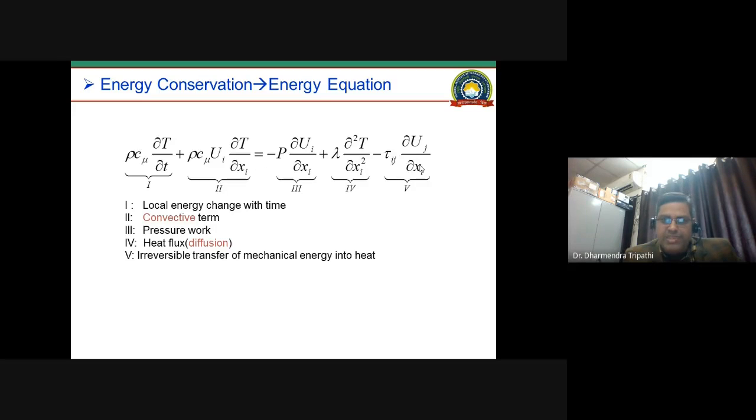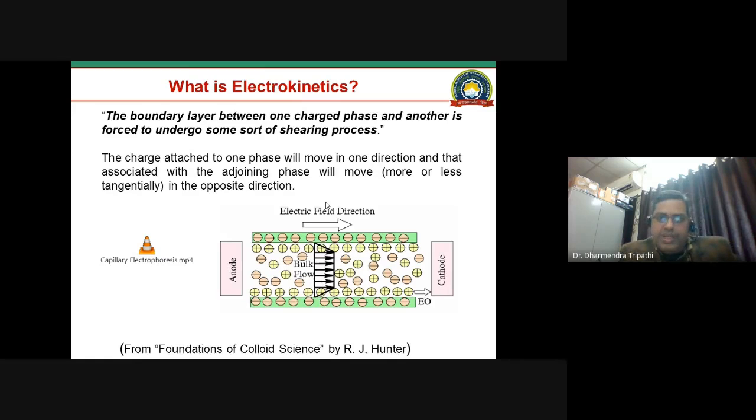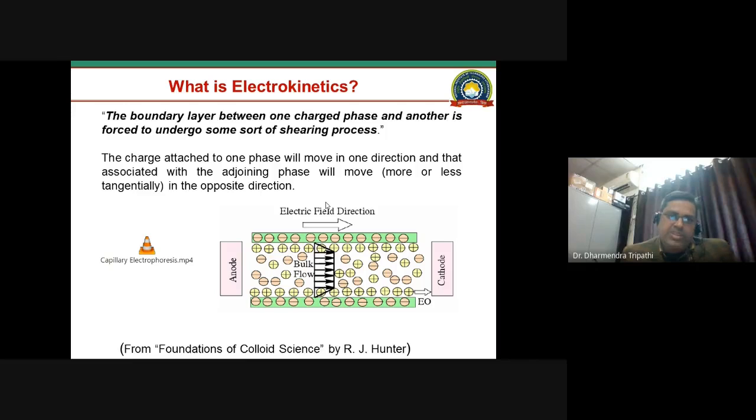So the last speaker has already explained the terms and these things. So I will come to my topic, which is a very recent topic in fluid dynamics, known as the electrokinetic phenomena. So what is electrokinetic phenomena?